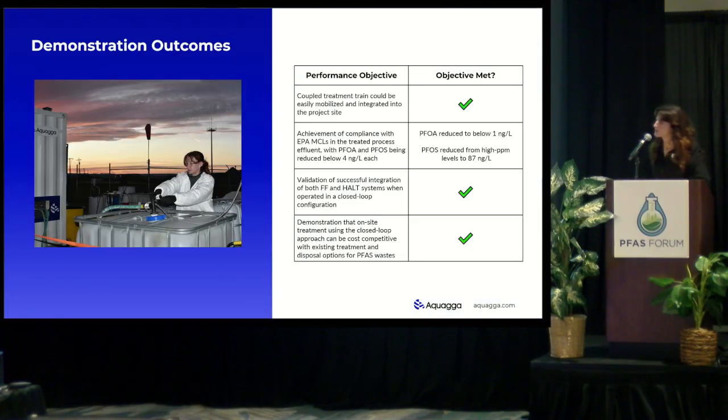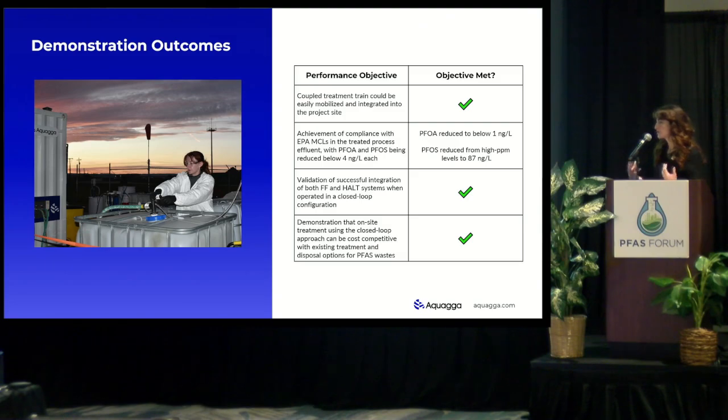There we go. Some outcomes of our project. We were able to hit quite a few of our goals. The coupled treatment train, easy mobilization. It was pretty easy for me. It was nice having all the techs very close, really good communication and things like that. Validate that the actual closed loop implementation of the treatment train did something, which we were able to see that with blending, we were able to harness more PFAS and destroy more PFAS. And then also demonstrate on site that it's cost competitive.